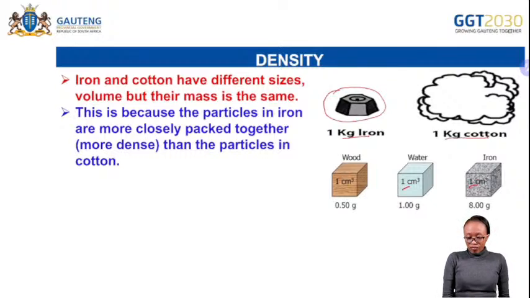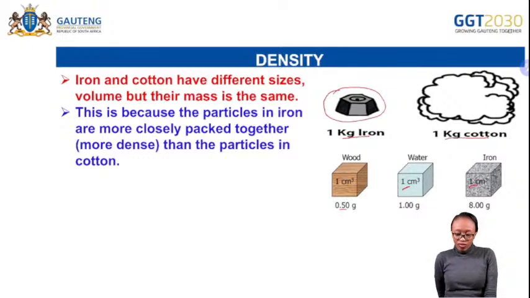They all have the same volume, but let's look at the mass. The mass is written just underneath each of these cubes. Wood has a mass of 0.5 grams, water has a mass of 1 gram, and iron has a mass of 8 grams. Their masses are different, but their volumes are the same.